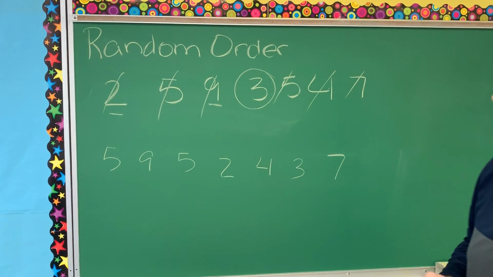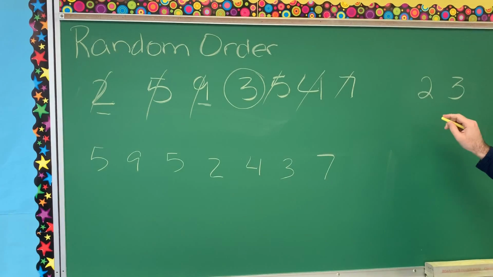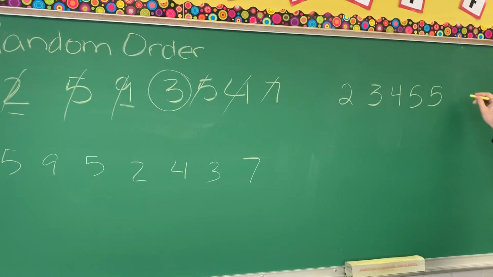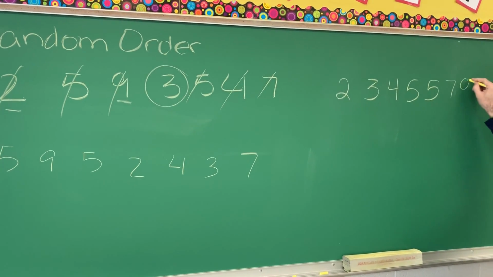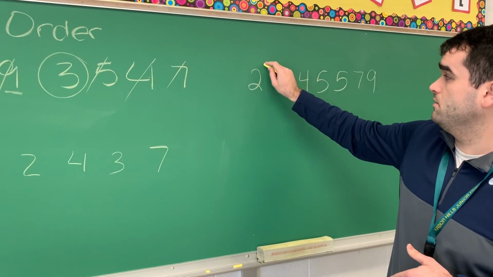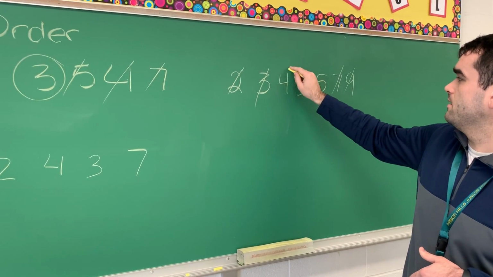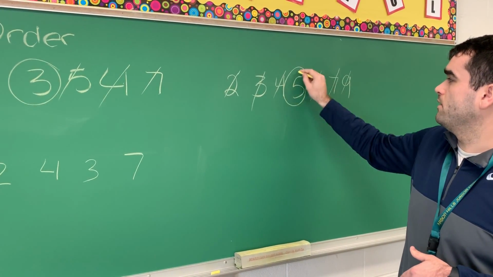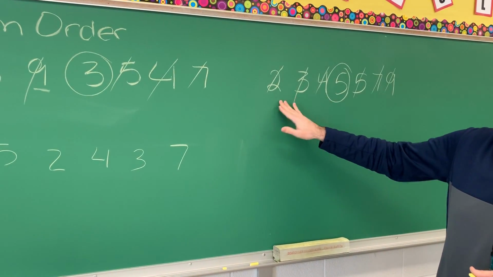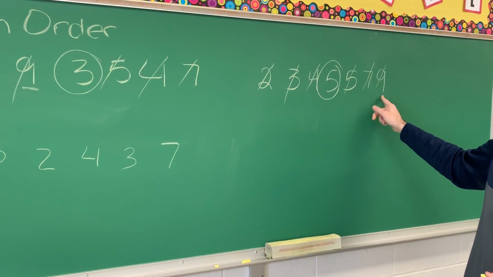No, they are not. So if I rewrite these in order, let's say I have a 2, 3, 4, 5, 5, 7, 9. Did I miss any? I don't think so. Okay. So now that I have these in order, I can use the same method I have been using. Cross off here, cross off there. And I've arrived at 5 in the middle. Again, I can check my work. Do I have the same amount of numbers crossed off to the left of my middle number as my right? I have 1, 2, 3, 1, 2, 3, so I am good.